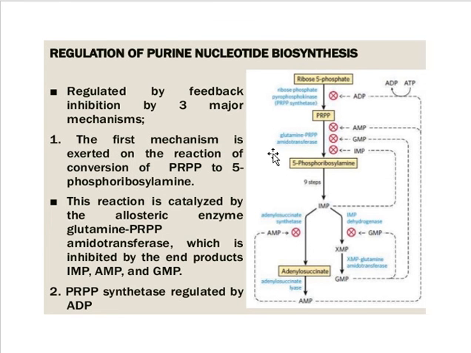As we have seen earlier, for the synthesis of GMP from IMP, ATP is required, and for the synthesis of AMP, GTP is required. So both ATP and GTP reciprocally regulate the synthesis of both nucleotides. That is, one nucleotide controls the synthesis of the other one, and vice versa.